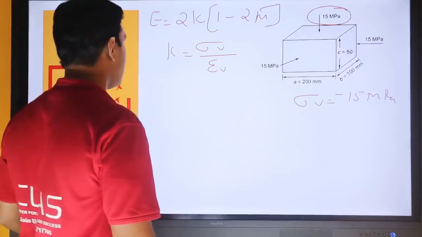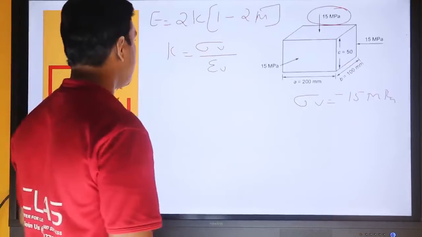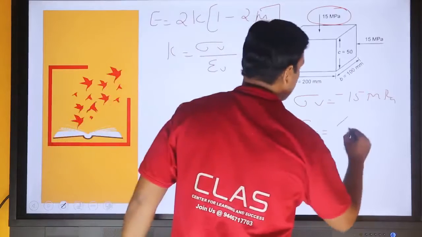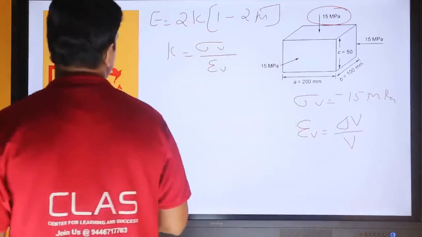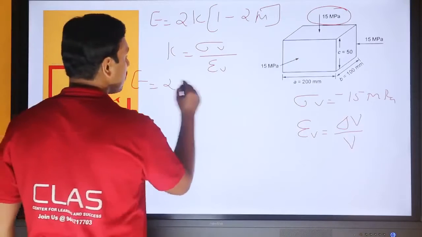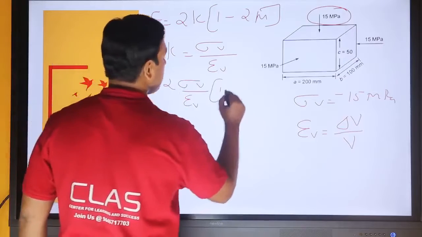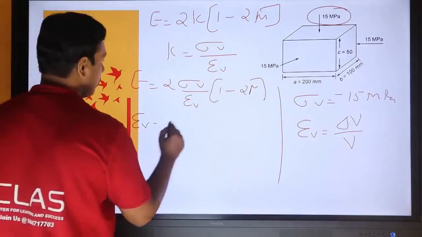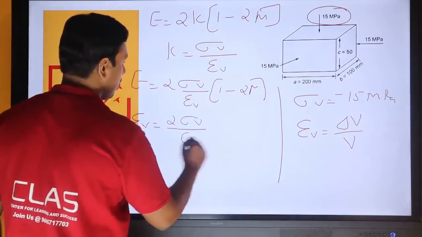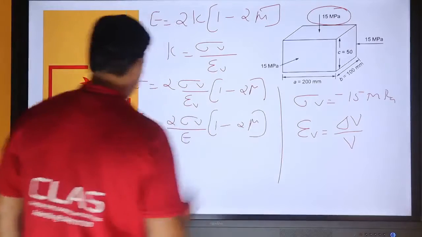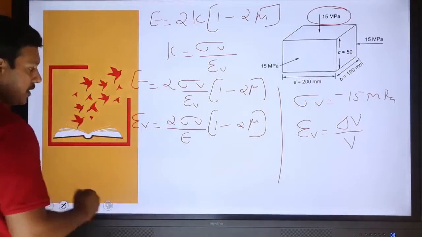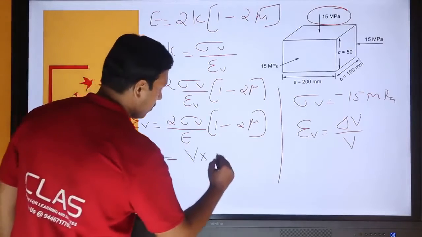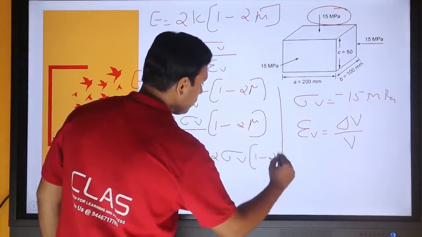Then what we need to find out is the change in volume. Volumetric strain is equal to change in volume by original volume. So we can write Young's modulus E is equal to 2 into volumetric stress by volumetric strain into 1 minus 2 mu. From this, volumetric strain is equal to 2 into volumetric stress by Young's modulus into 1 minus 2 mu. Volumetric strain is equal to change in volume by original volume. From this, change in volume is equal to original volume into 2 into volumetric stress into 1 minus 2 mu by Young's modulus.